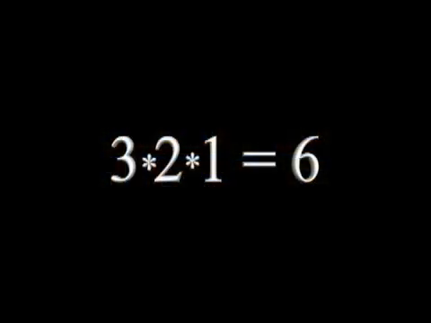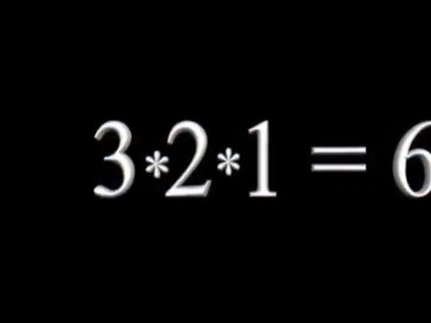Mathematicians have a special notation for this technique. 3 times 2 times 1 is called 3 factorial. The notation looks like this. The exclamation mark tells us we are multiplying 3 times 2 times 1. The integers decrease by 1.